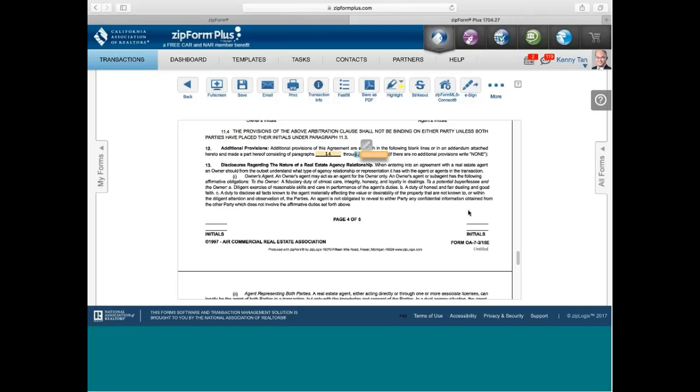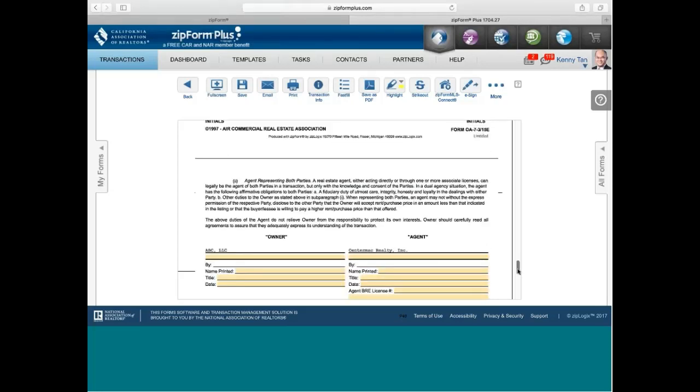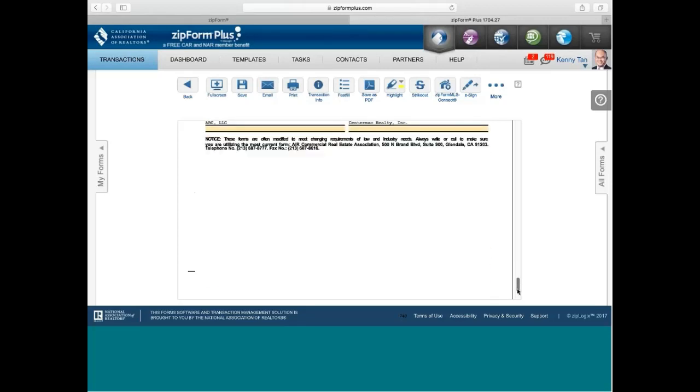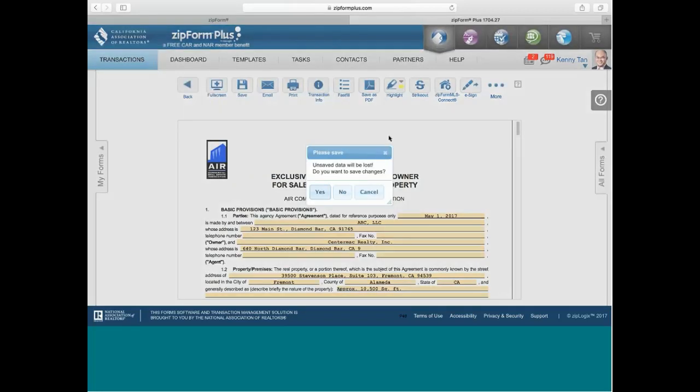Disclosure regarding the nature of a real estate agency. Now, remember we mentioned that agency disclosure is like a must, it's mandatory, right? Do you need a separate form or is this good enough? You better get a separate form. This is not good enough though. To avoid any problem, get a separate form, all right? And I'll show you where the separate AIR agency disclosure form is. So that pretty much sums up. But don't forget your agency disclosure.